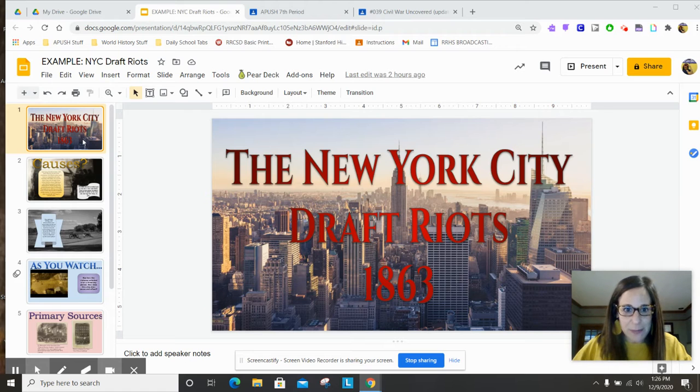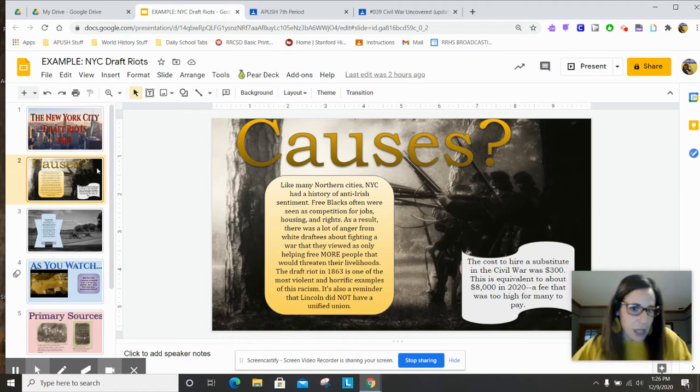All right. The whole bottom line is you need to give cause and effect, show change over time, not just summarize your event, but really show how it changes US history. So here's an example that I just kind of pulled together on the New York City draft riots. What I would do is have maybe a slide or two explaining the causes. So you can see what I've done here. I've given a little bit of background, right?